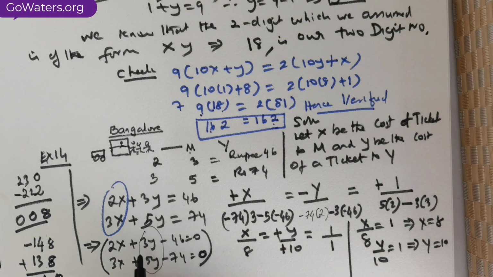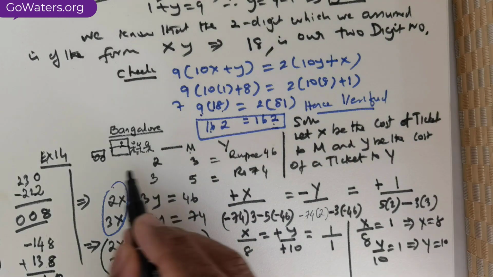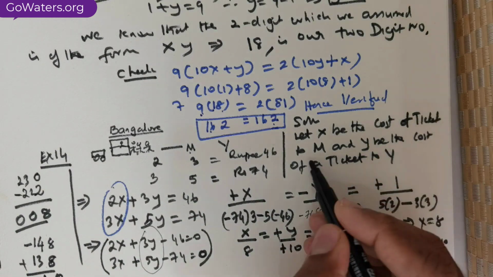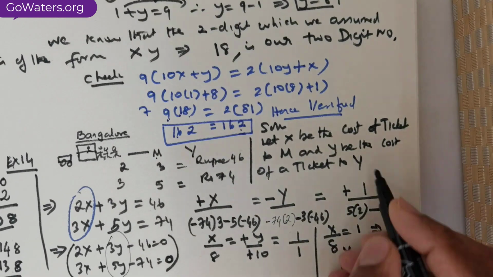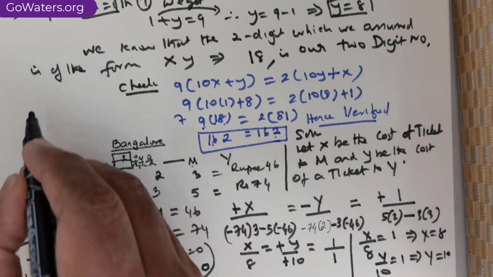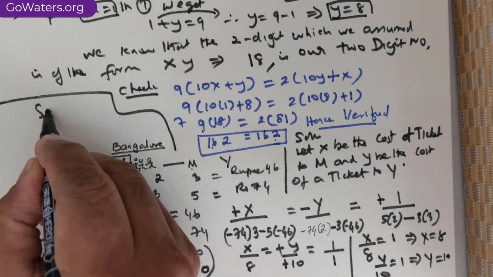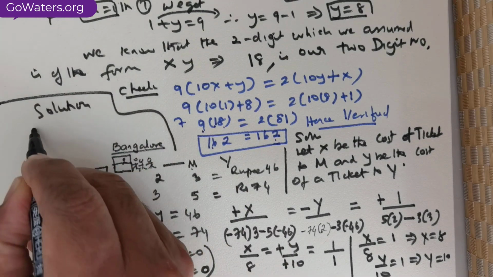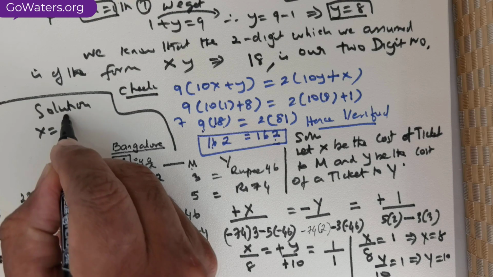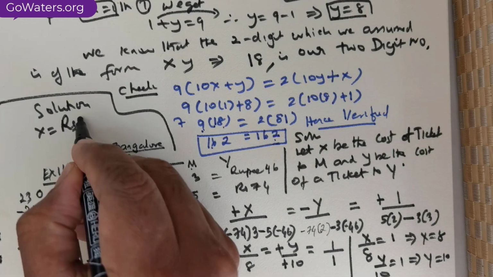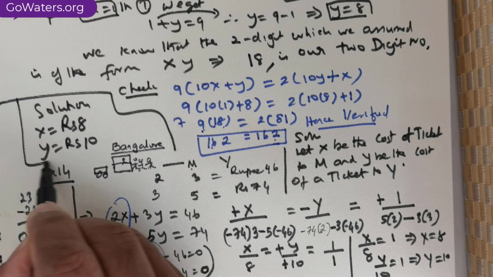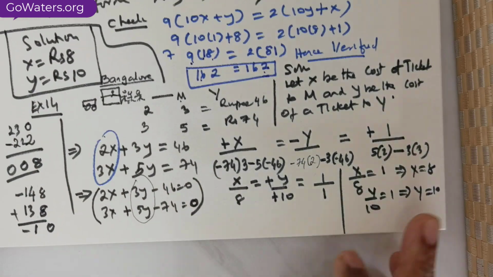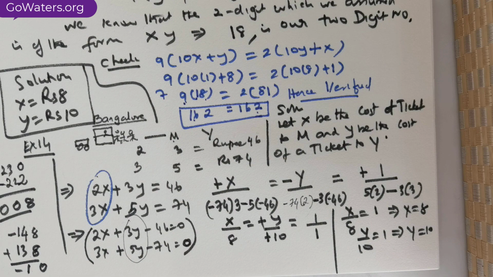So this means the first fare x, the cost of the ticket to the first place. Let me write the solution. See, final solution, you can name it like this: solution x is equal to rupees 8 and y is equal to rupees 10. That's it. You place it in a box. That's the final solution, and you can move on to the next question.